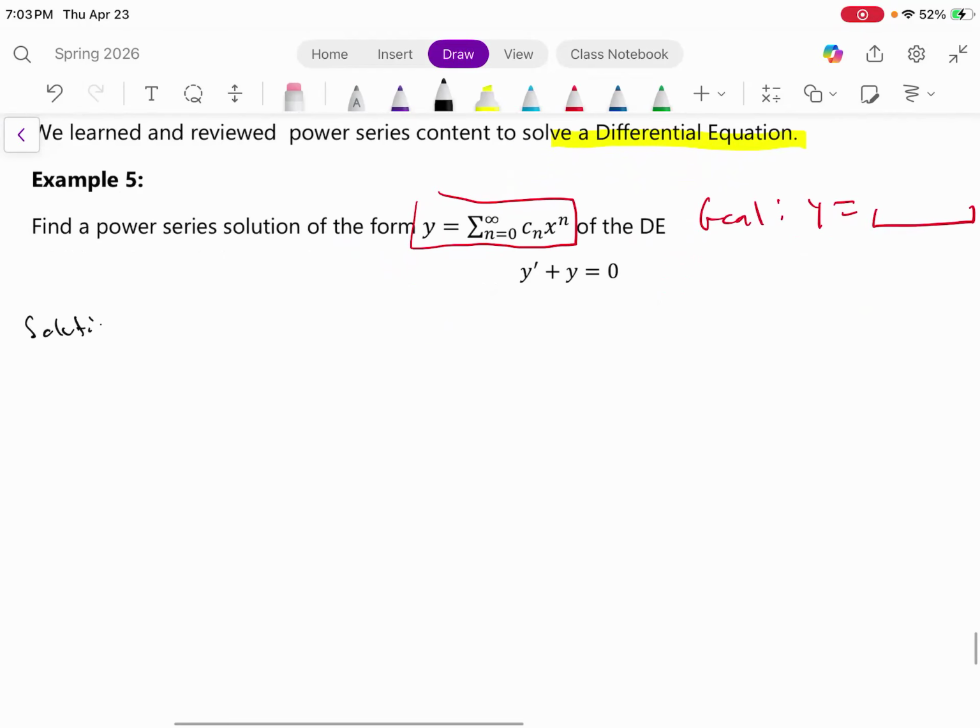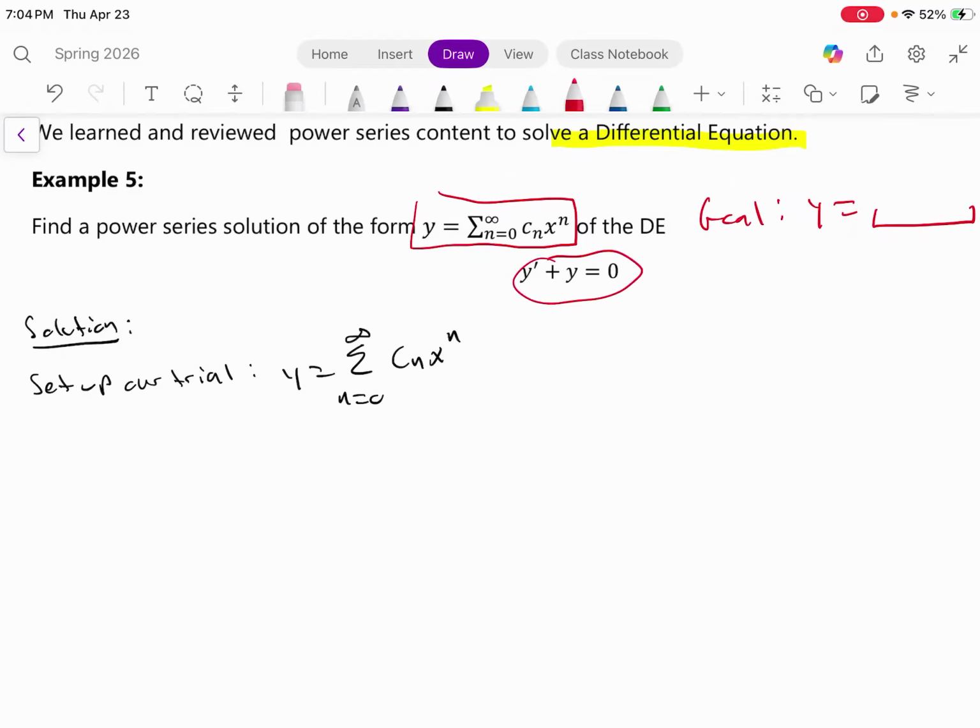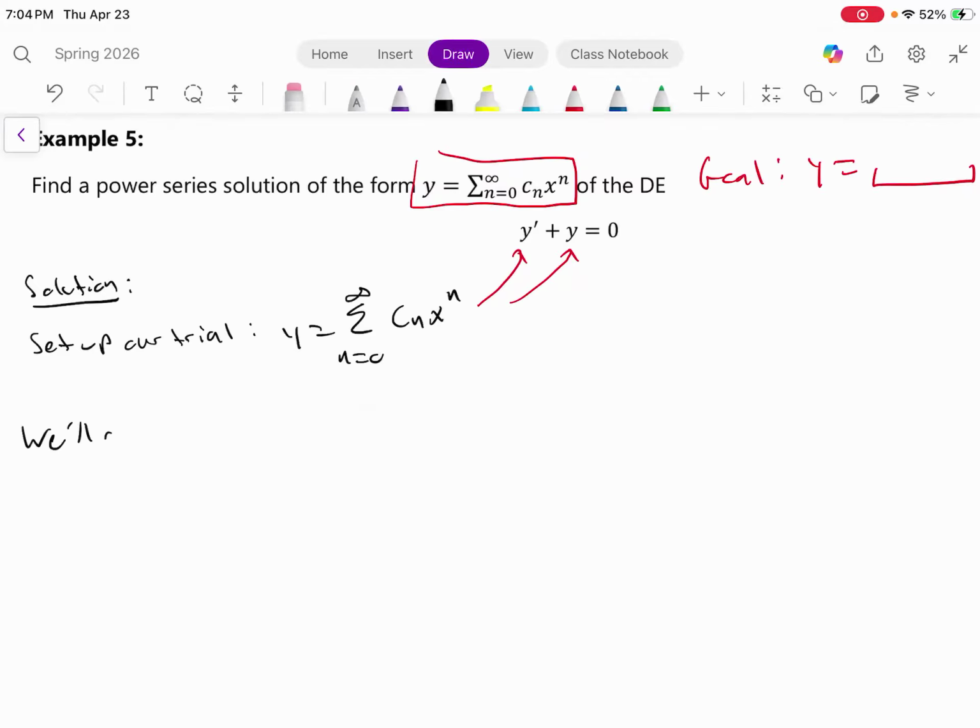Solution. We will set up our trial solution, which is y equals the series starting at n equals 0, c sub n, x to the n. We're going to use this as our trial solution. And what do we need to do? We need to plug it back into the differential equation. So we're going to plug it back in for y, and we need to plug it back in for y prime. So we need to find y prime. What does that look like?